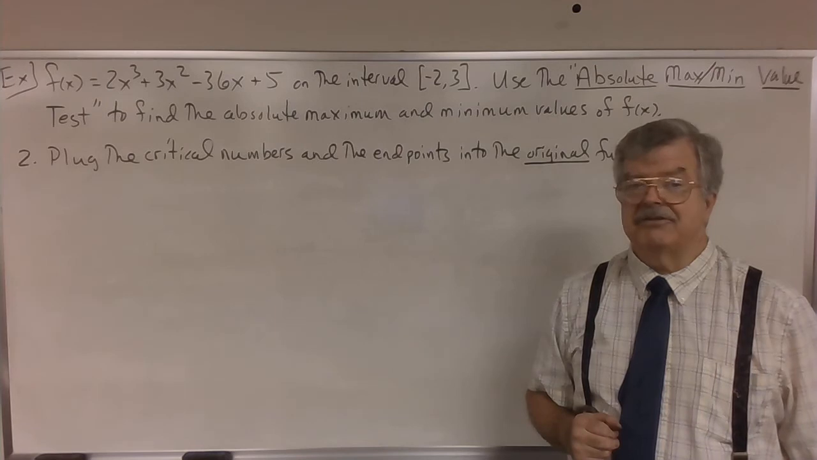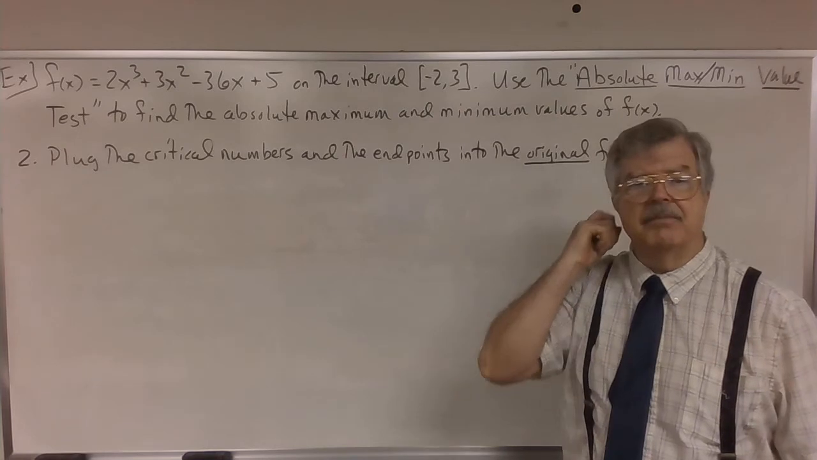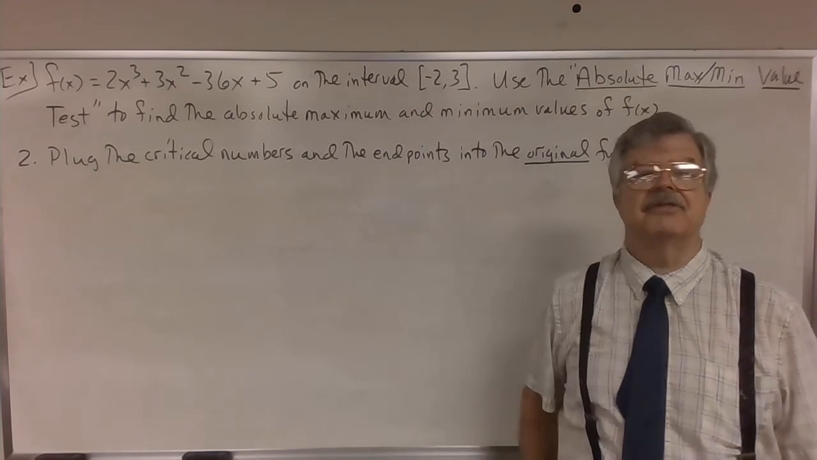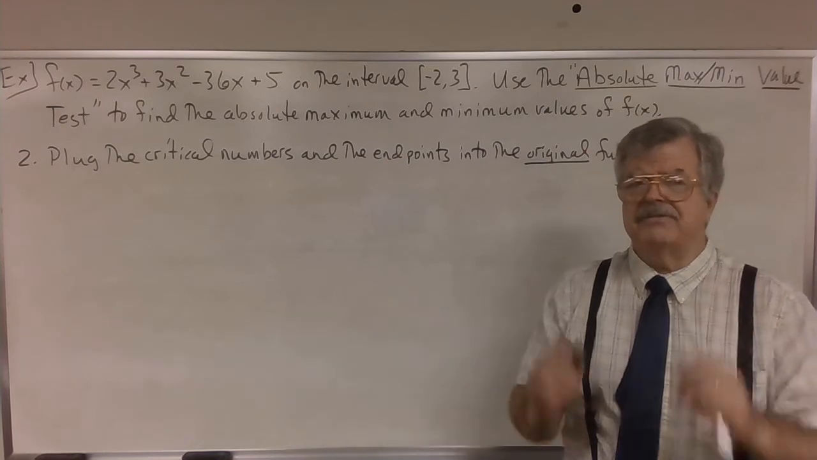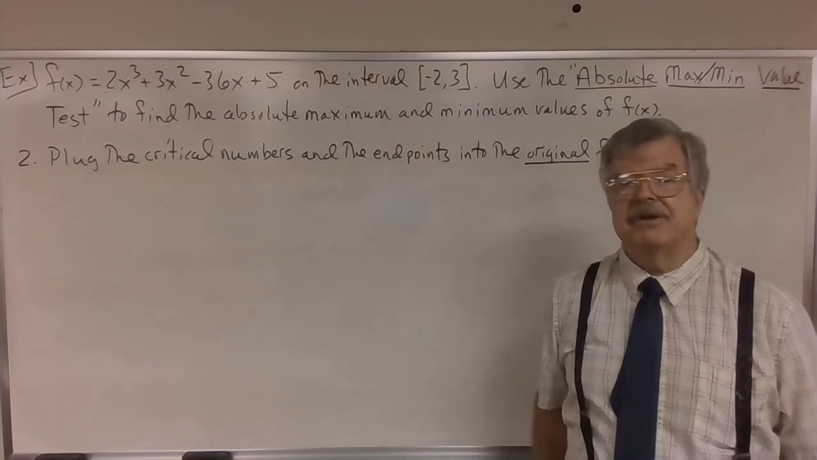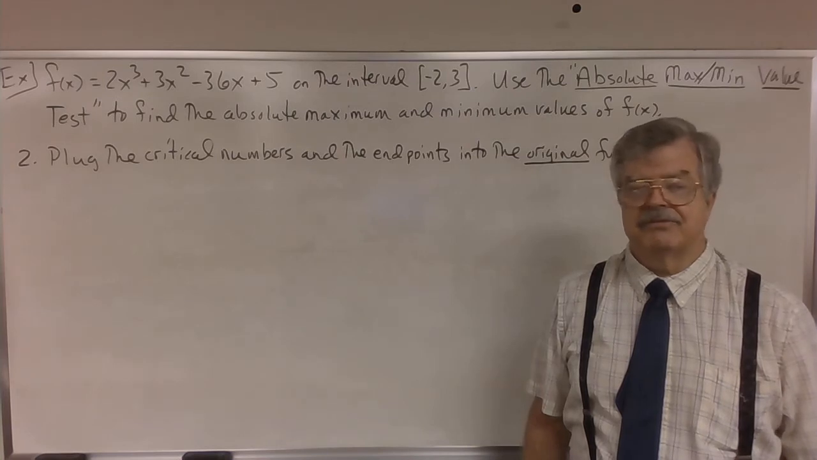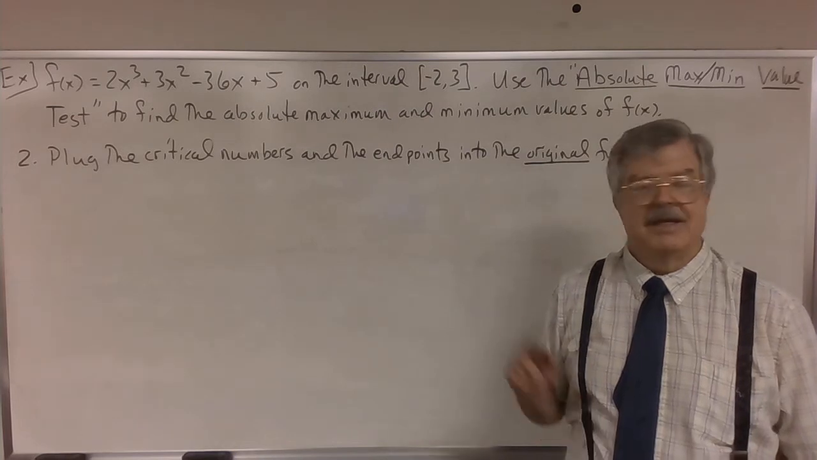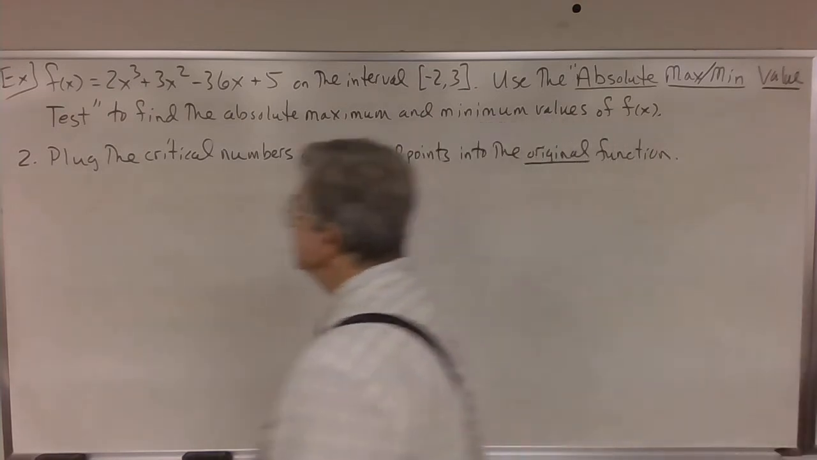The absolute maximum value has to occur either at one of the endpoints or at the critical number. The absolute minimum value has to occur at one of the endpoints or at the critical number. So why not just take all of these things, the endpoints and the critical numbers, plug them into the original function and see which value is the largest and which value is the smallest. The largest value is going to be our absolute maximum value. The smallest value will be our absolute minimum value. So here we go.